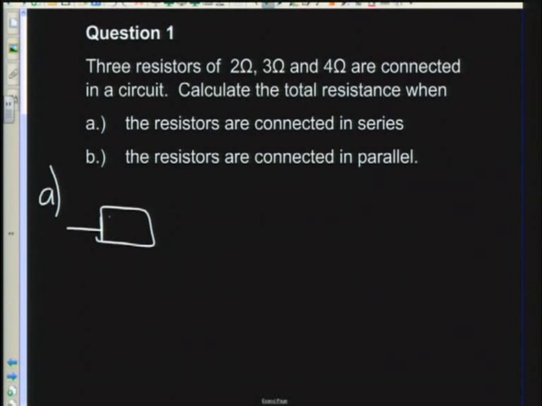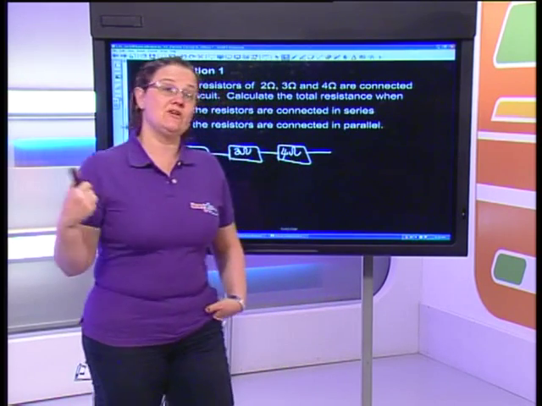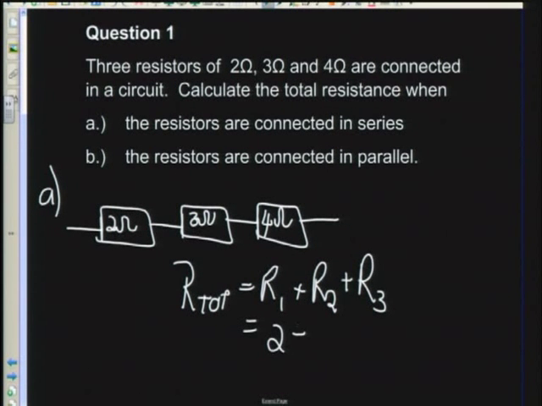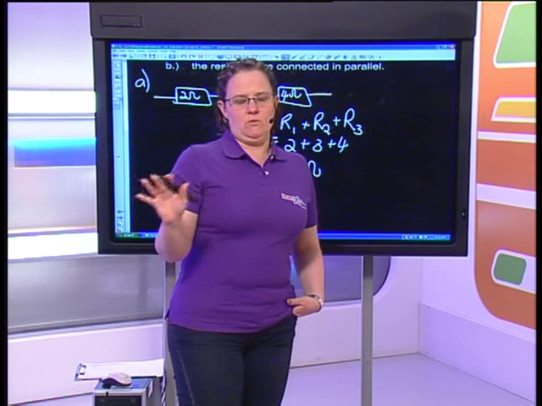We have my 2-ohm resistor, my 3-ohm resistor, and my 4-ohm resistor, and they're connected in series. Remember I said before the break that if they're connected in series, we just add them all together. So that's really nice. R total is my first resistor plus my second resistor plus my third resistor. So it's just 2 plus 3 plus 4, which gives me 9 ohms.